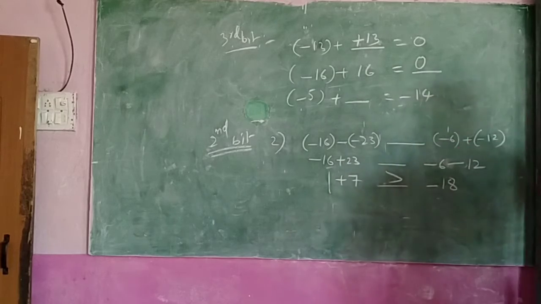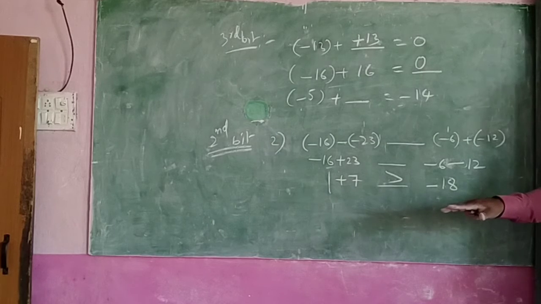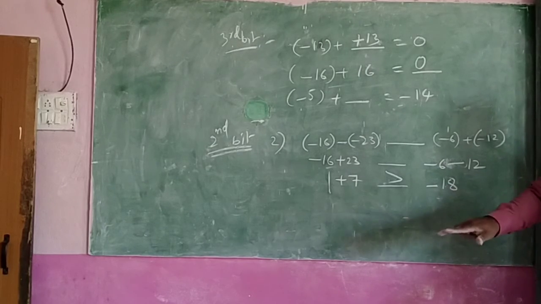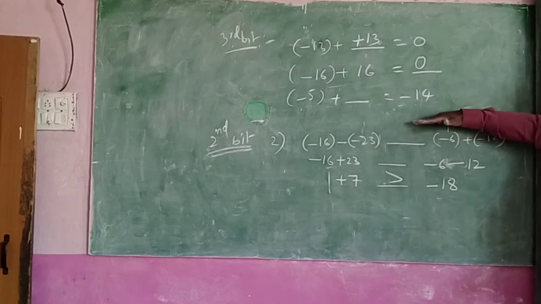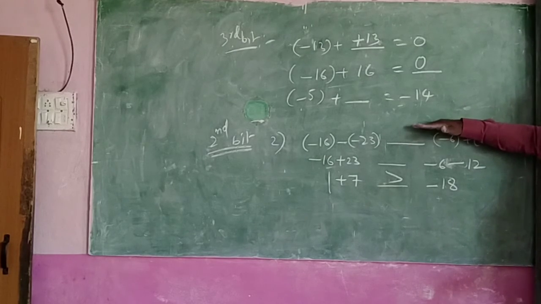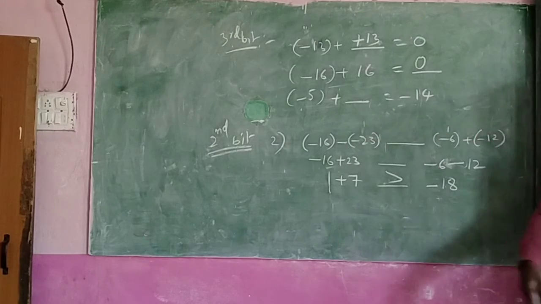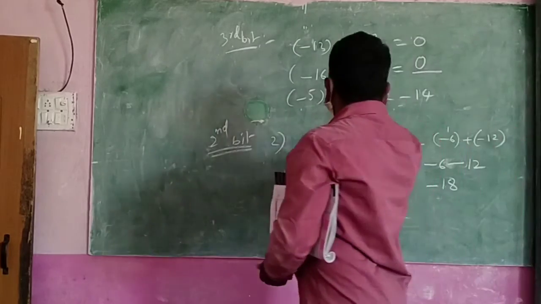Means where are we first? We are at minus 5. Where do you want to go? Minus 14. We want to go to minus 14. Do we have to go down or up? Down. How many steps? 9 steps. Down means what symbol? Minus. From 5 onwards, 1, 2, 3, up to 9 steps, 5 and 9 is 14, no? That's why what is the answer? Minus 9. Down we are going, that's why minus. 9 steps, that's why minus 9.